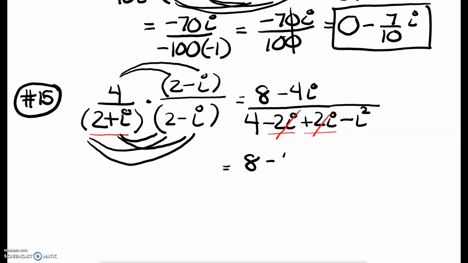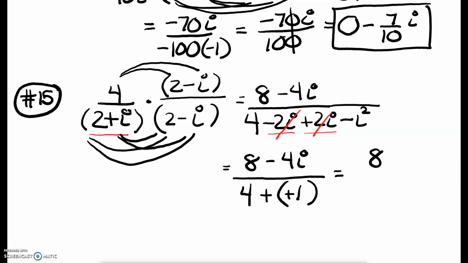I have 8 minus 4i. And remember from the last video, i squared equals -1. So I'm replacing i squared with -1. Make sure you do that in parentheses so that you don't forget the double negative. So now I fix my double negative, and 4 plus 1 is 5.